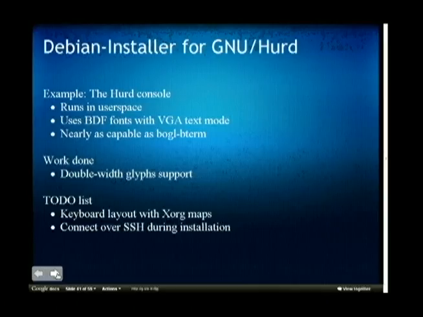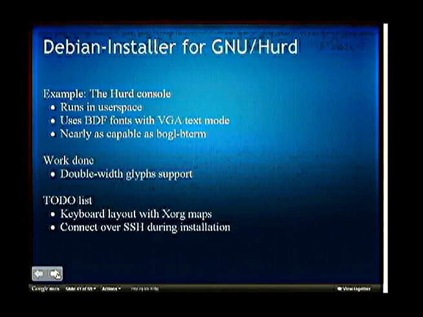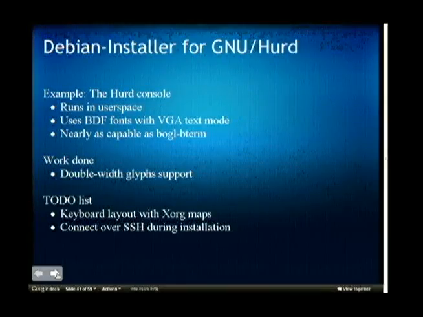Another part of Hurd I've been working on is the Hurd console, which runs in user space too. It's based on VGA text mode, but it has a very cool feature where you can have a font larger than the 512 glyphs which VGA text mode supports, and the glyphs are dynamically allocated, so at any given time you can only show 512 of them, but your font could be much larger and include the glyphs for many languages.